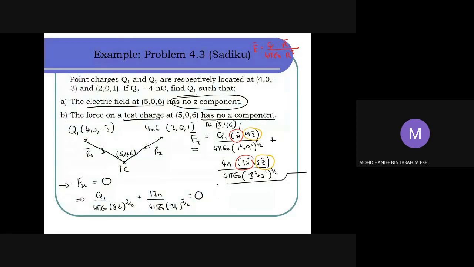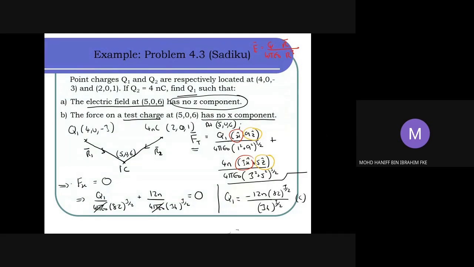So again, we can find Q1 straight away. These terms can be cancelled out. So finally, Q1 shall equal negative 12 nano times 82 to the power of 3 over 2, divided by 34 to the power of 3 over 2. So that is the Q1 calculated based on the assumption that the force on the test charge at 506 has no x component.